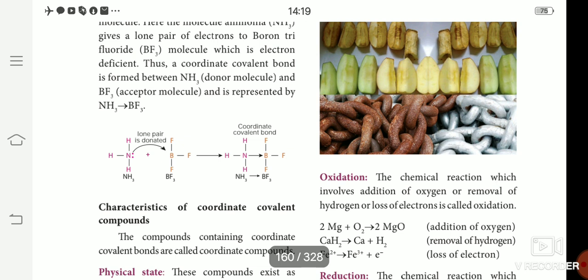Physical state is gaseous, liquid and solid, and electrical conductivity is bad, and melting point and boiling point are high, and solubility is insoluble in polar solvent and soluble in non-polar solvent, and the reaction is very slow. Then the next topic is oxidation and redox reactions.